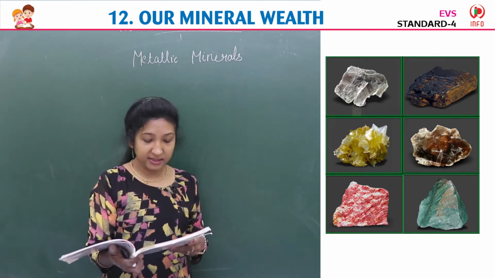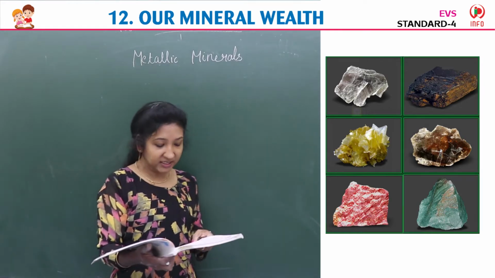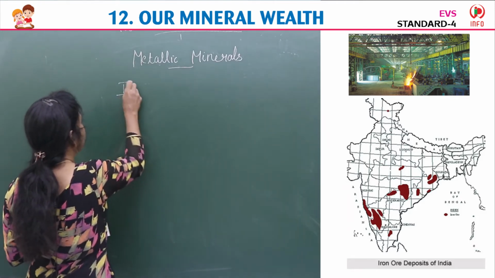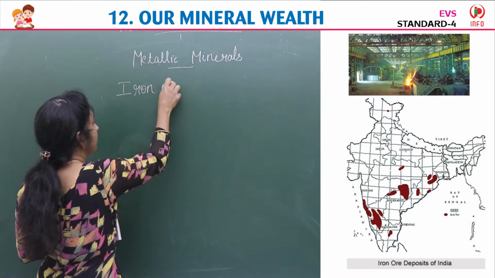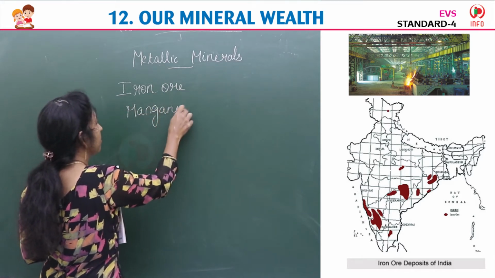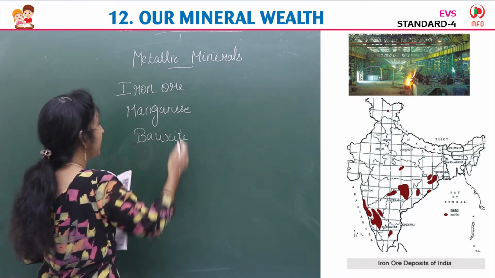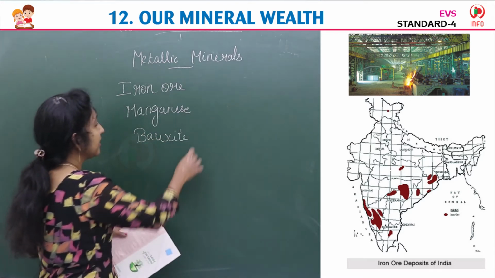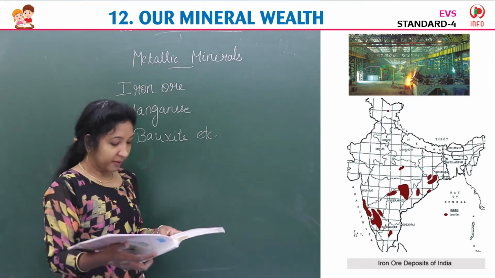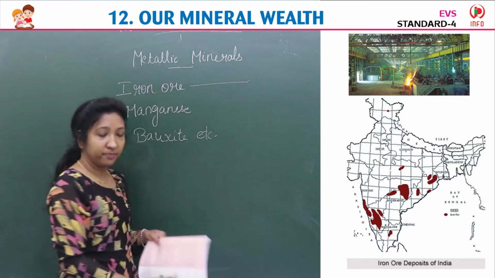Iron ore, manganese, bauxite, etc. are the chief metallic minerals available in India. Which are the metallic minerals available in India? Iron ore, then manganese, bauxite. These are the names of main metallic minerals available in India. Okay, so first we are going to learn about iron ore.